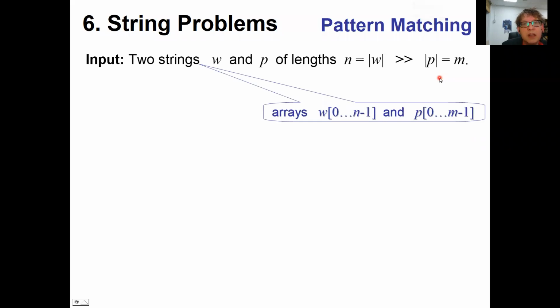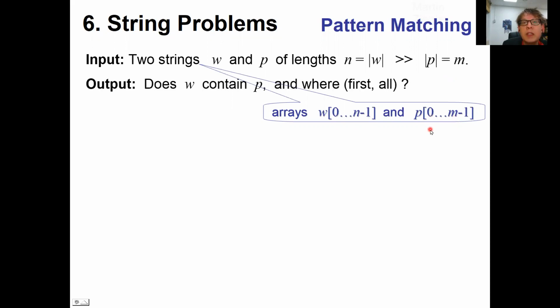And from a computer science perspective, the strings are provided as input in the form of arrays. As usual, indices from 0 to n minus 1 for the long part, the novel, and from 0 to m minus 1 for the short one. And the question is, does the long string contain somewhere an occurrence of the short string? That's the first variant of the problem.